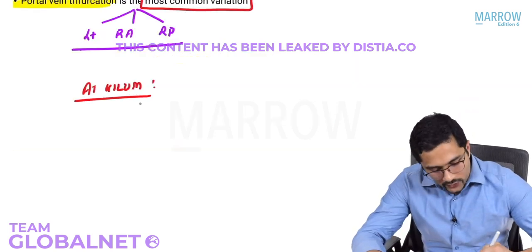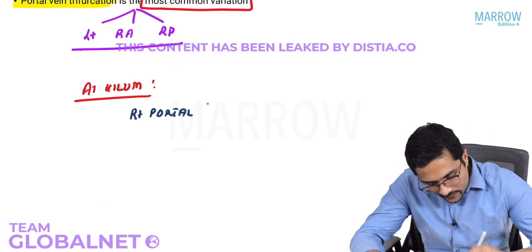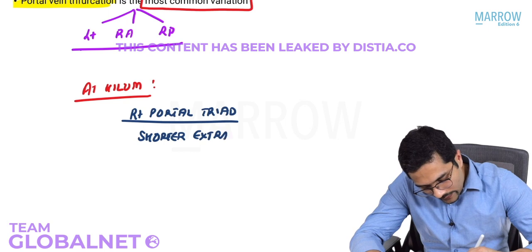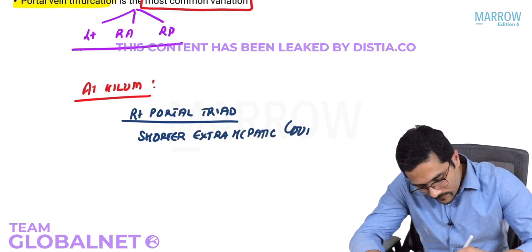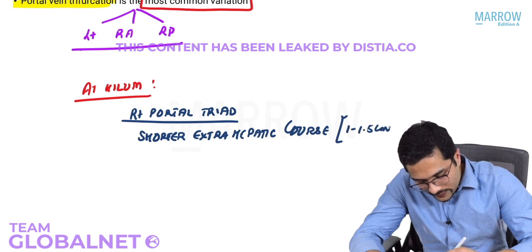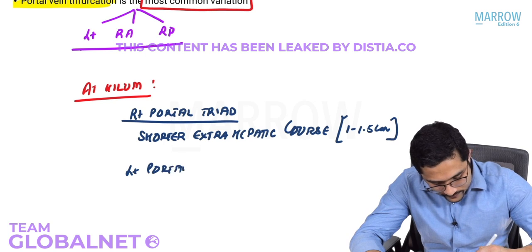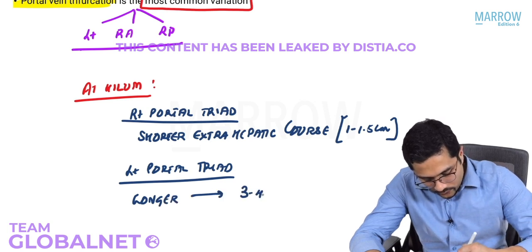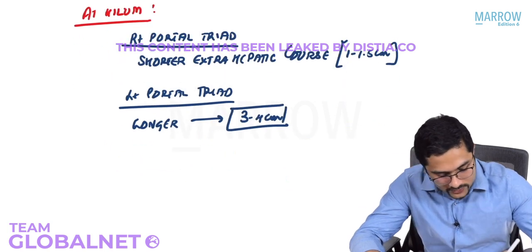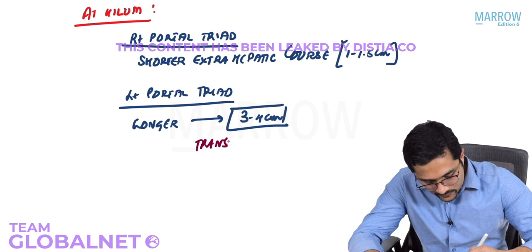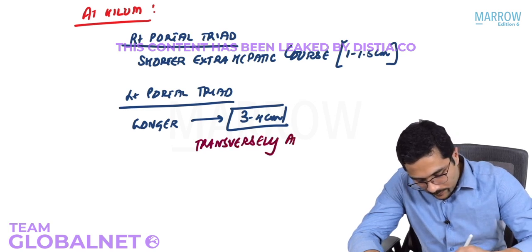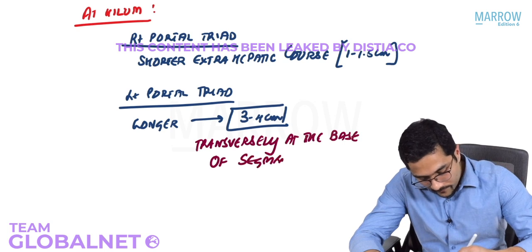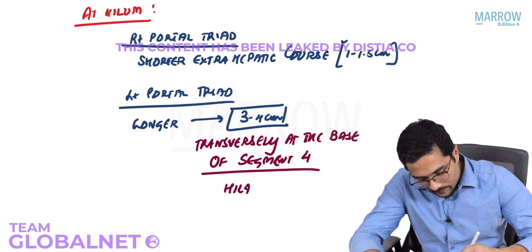Okay. At the hilum, I also want you to know that the right portal triad has a shorter extrahepatic course, that is 1 to 1.5 centimeters, whereas the left portal triad has a longer extrahepatic course, which is 3 to 4 centimeters, and this runs transversely at the base of segment 4, and this is known as the hilar plate.